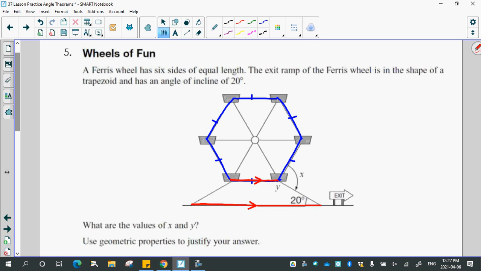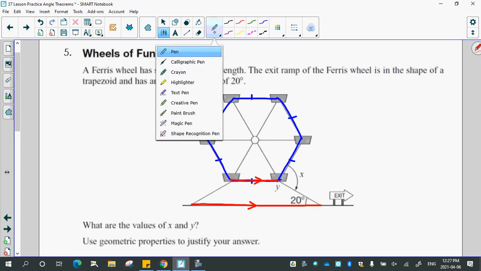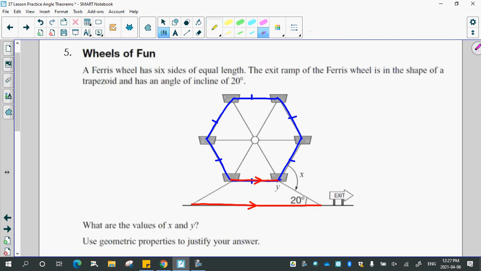And then it shows you the 20-degree angle in there as well. What are the values of X and Y? Use geometric properties to justify your answer. Any ideas? It's a tricky one. Yep. Oh, with Y, you can use the parallel lines theorem. Yes, you can. Very good. Okay, so to get Y, I can use the C pattern. So the co-interior angles add up to 180.